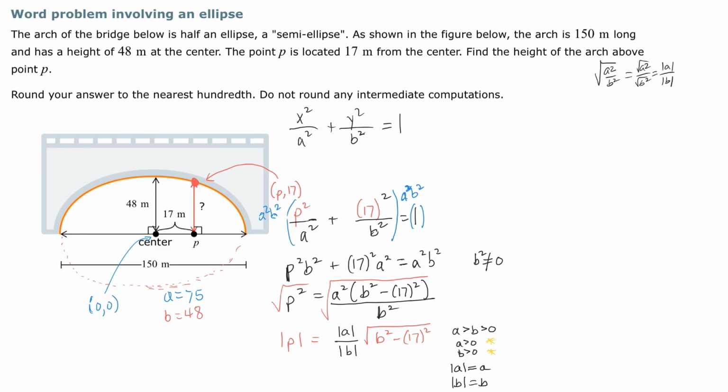Where are we? So the absolute value of p is equal to a over b times the square root of b squared minus 17 squared. That means p is now equal to plus or minus a over b, square root of b squared. And let's calculate 17 squared, minus 289.